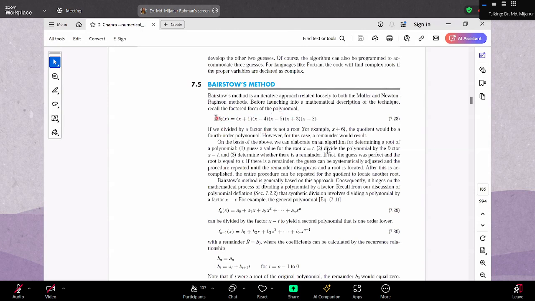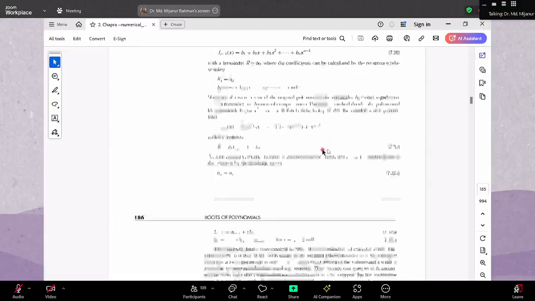If we consider this equation, we already studied this equation in the previous class. This is a fifth order equation, so there will be five roots that we can find from this function. How can we determine these five roots by using our numerical technique? This is our target. So we studied the Barrister method in the previous class.